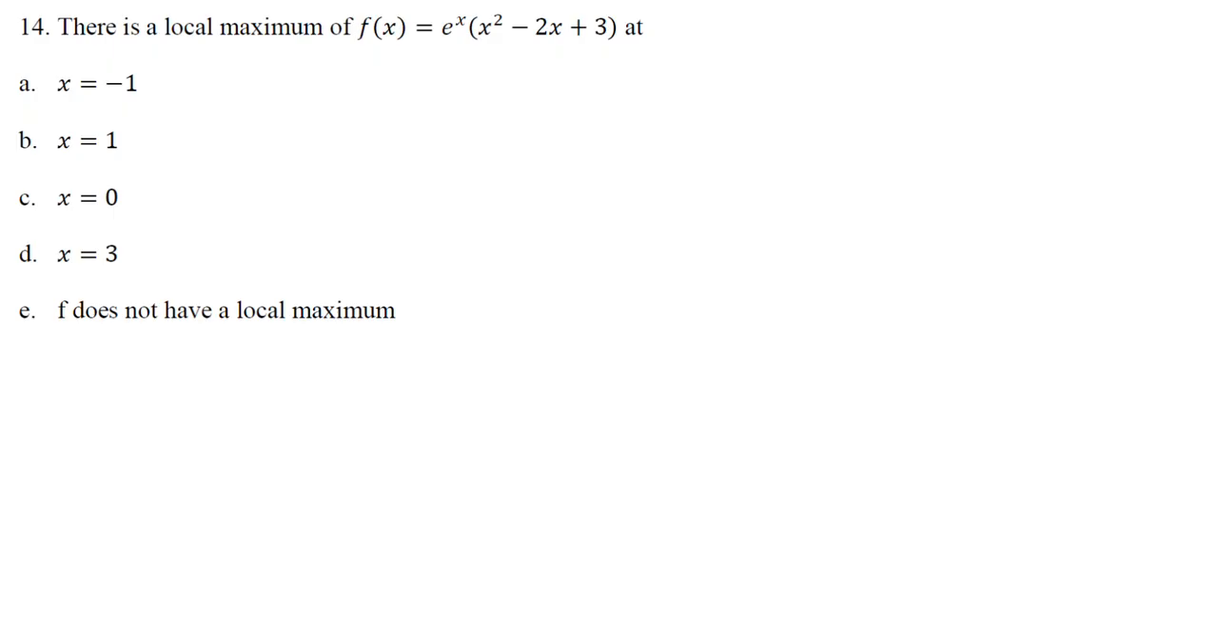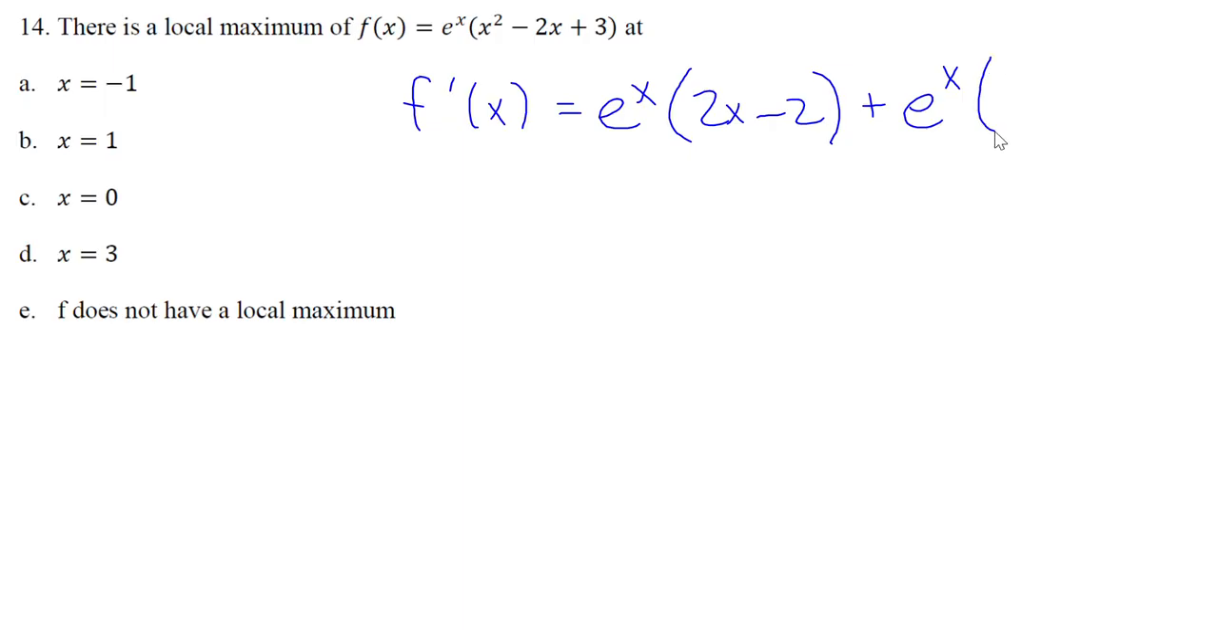For number 14, we're looking for when this function has a local maximum. So in order to figure that out, we need to figure out when our derivative is equal to 0 or undefined. So we'll use the product rule. F prime of x is equal to the first function times the derivative of the second function, which we'll use the power rule for, and then the derivative of the first function, which is still just e to the x, times the second function. Well, then all we have to do is factor out the e to the x and combine like terms.